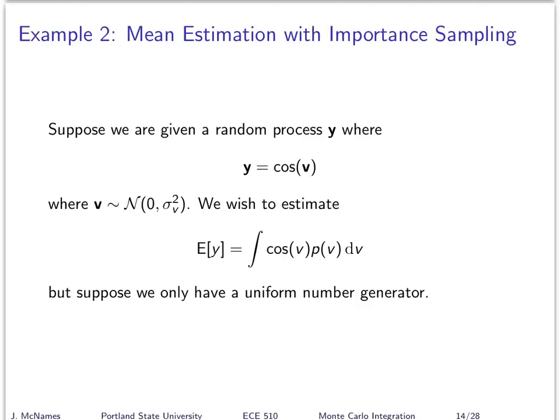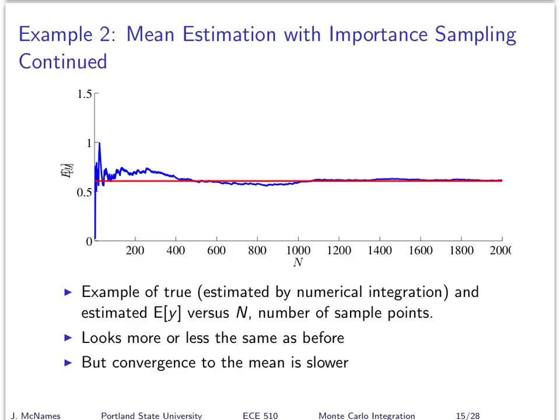Right, so another example, same as what we did before. We want to evaluate the expected value of this cosine, where we know that in this case the PDF that we have, our P of V, is normally distributed. But let's just say for the moment, to make an analogous situation to what we'll encounter with state space methods, that we've only got a uniform random number generator. We don't have a Gaussian random number generator.